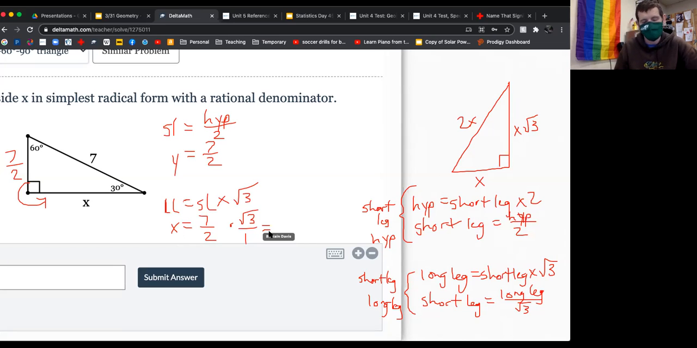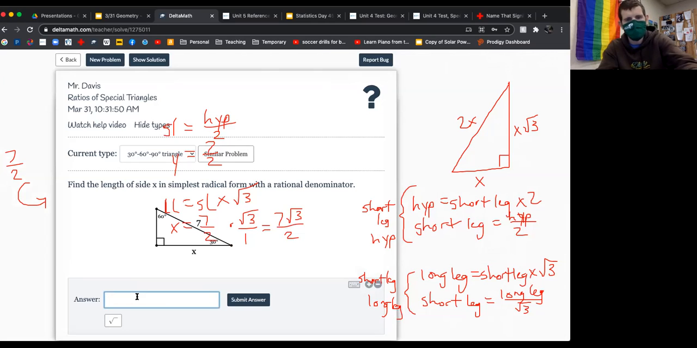So what's our final answer? Seven times the square root of 3 over 2. There it is. Thank you. Seven times the square root of 3 over 2.